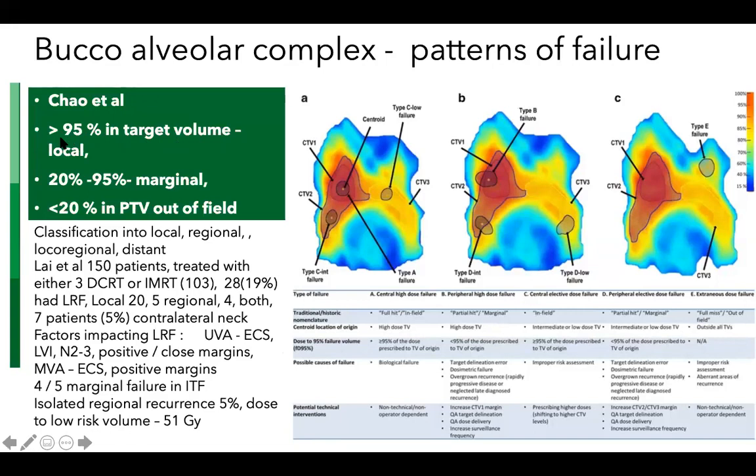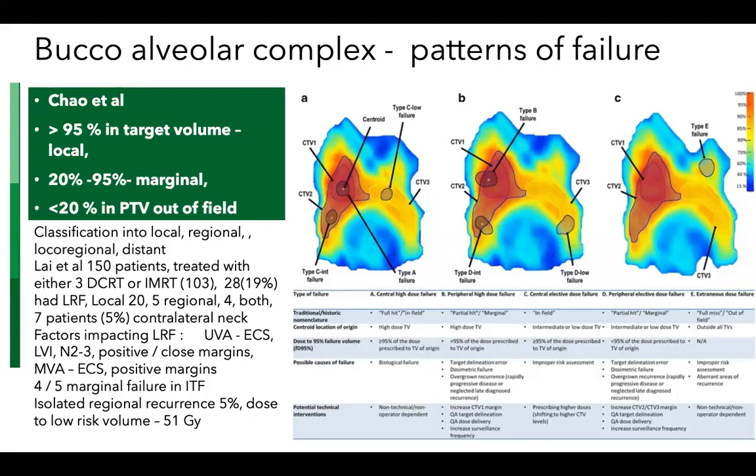So, of course, we know that we have been identifying local, marginal, and out-of-field failures, depending on whether 95% of the centroid of the recurrent lesion lies within the target volume. 20 to 95% lying within the target volume would qualify as a marginal failure, and less than 20% qualifies as out-of-field failure. I'm just explaining that for the youngsters in the audience, the participants, to understand that this is something critical that is very important in head and neck cancer.